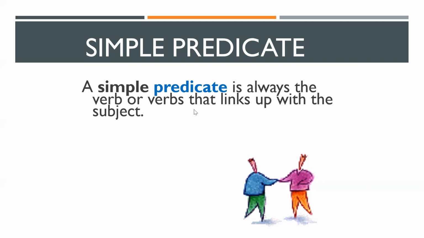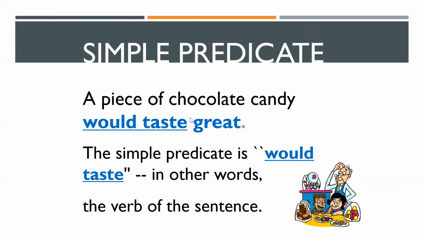I think that you can understand and you can guess that the main verb will be ask because it will be something that can be done, while will is the additional information. Next one, for example, you have a piece of chocolate candy would taste great. You have the predicate here, would taste. Yeah, so the main thing that is being discussed is taste, not would, right? Taste is something being discussed.